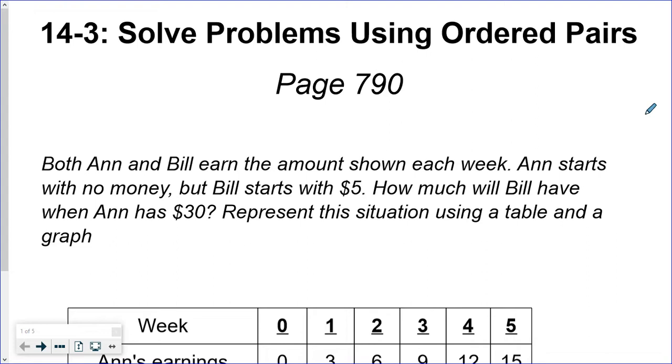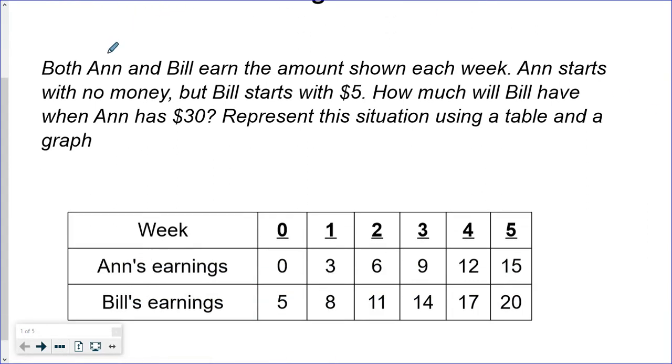And a lot of the problems you're going to have for today deal with real world problems. So if you notice in your book on page 790, there's a problem. It says both Ann and Bill are going to earn the amounts that are shown each week. Ann's going to start with no money at all, but Bill is going to start with $5. How much will Bill have when Ann has $30? They're telling us, let's represent this situation using a table and a graph.